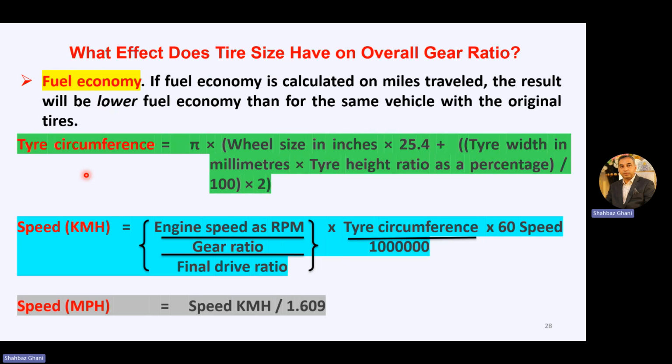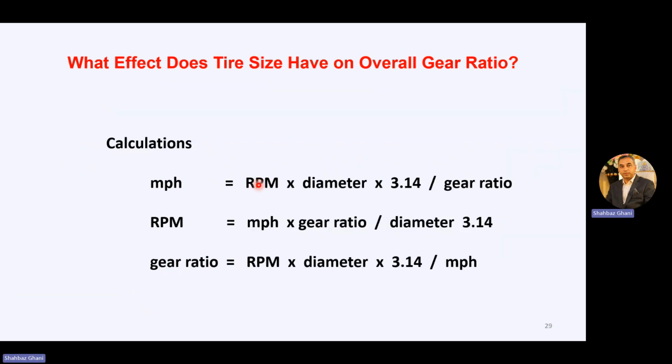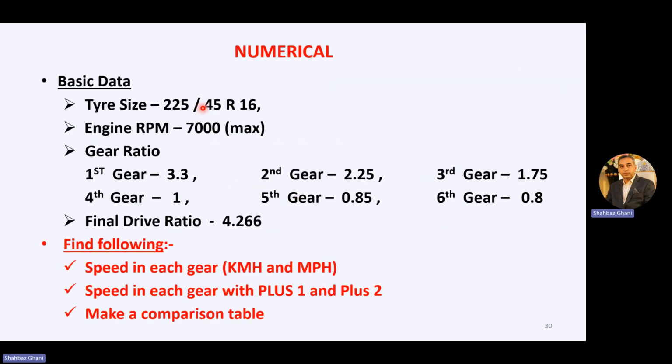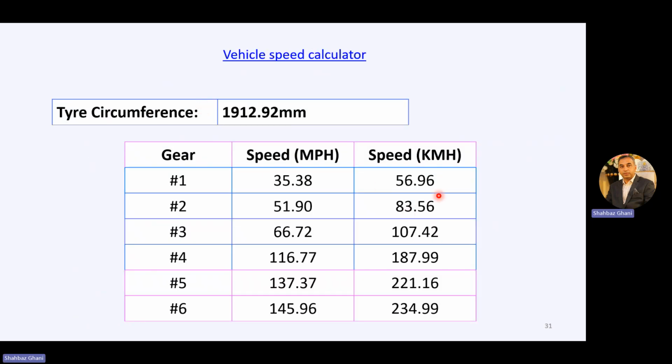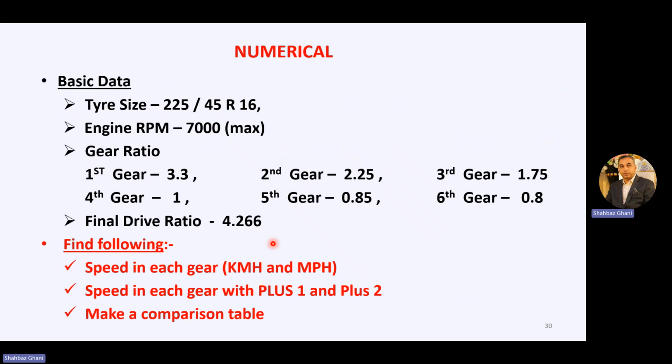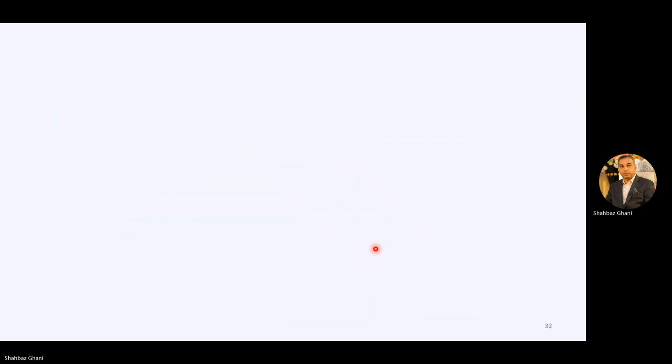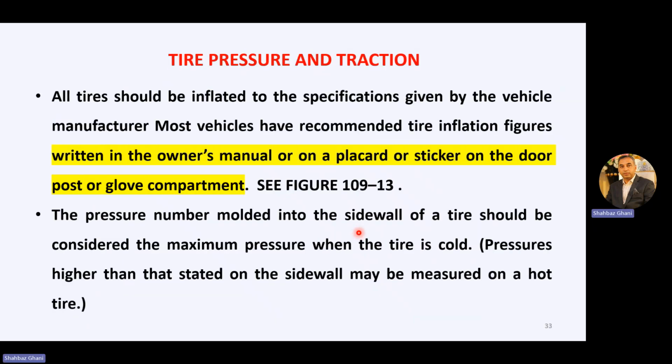Now, how to calculate the tire circumference, the speed, and the speed in miles per hour. So these are the formulas, and these are the further formulas, and we have solved this numerical in the last lecture. And these are the results when we have an original size. Then we have to calculate for +1 and +2 theoretically, means we will go 20 mm plus 20 mm. Now this was the previous lecture. Now coming towards the lecture, the tire pressure and traction.